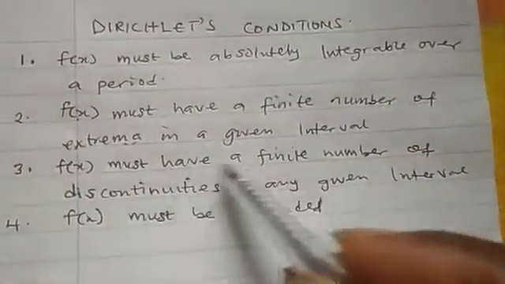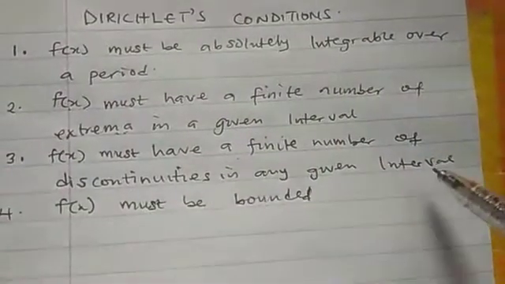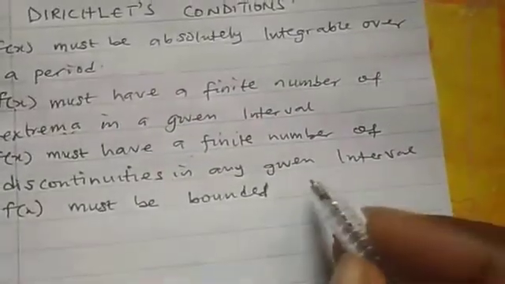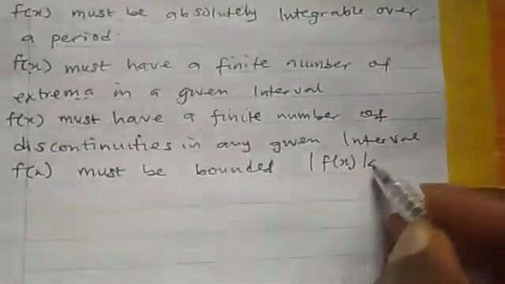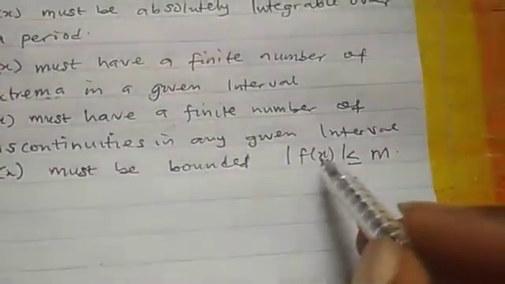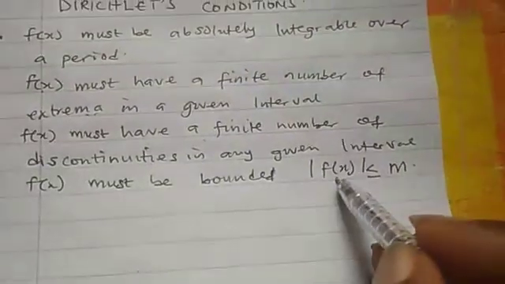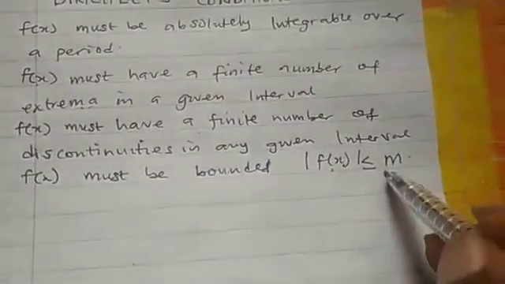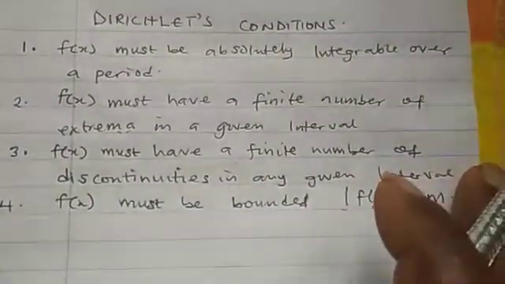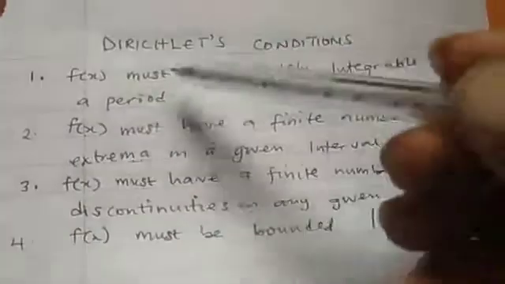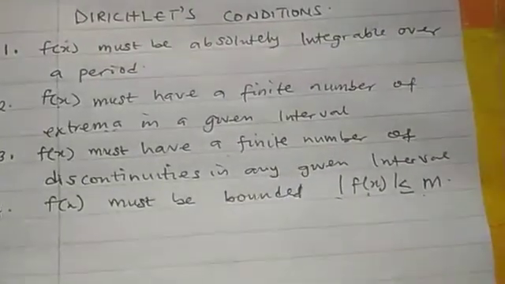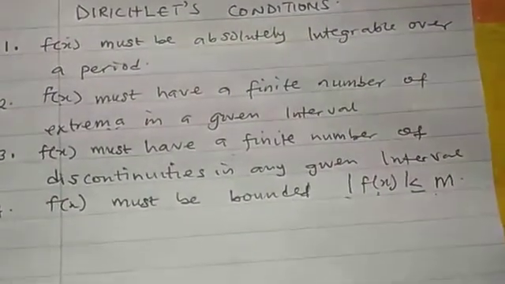So f of x must have a finite number of discontinuities in any given interval, and lastly f of x must be bounded. That is, there must exist an M such that this occurs. What this simply means is that f of x must exist in a certain interval. So f of x must be bounded above and bounded below. So if a function satisfies this Dirichlet condition, then we can expand it as a Fourier series.